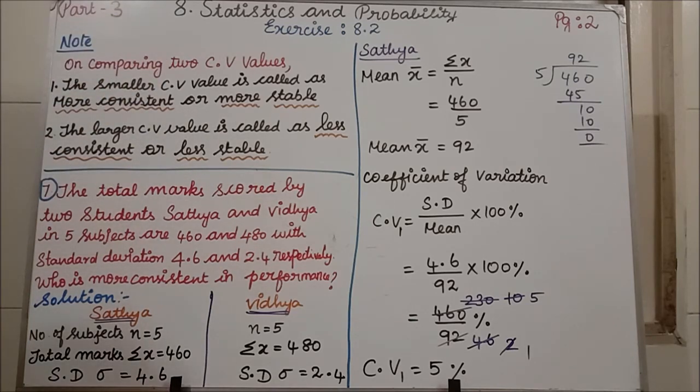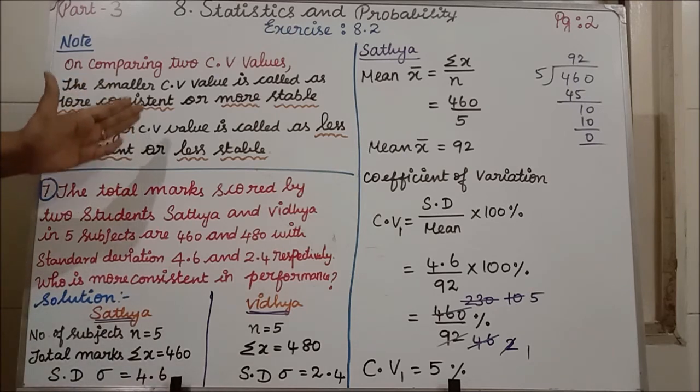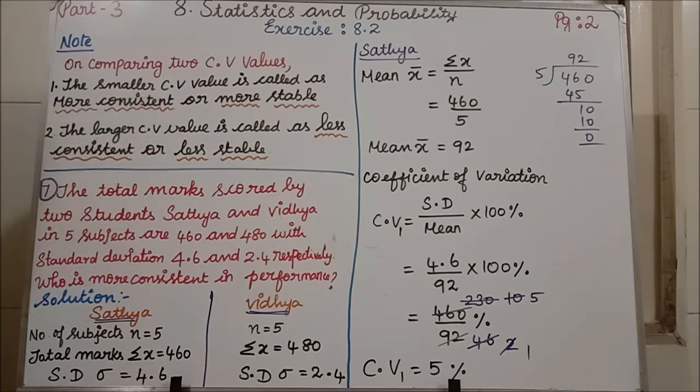Okay, the second note is the reverse. The larger CV value is called less consistent or less stable. The reverse of this. Smaller CV value means more consistent, more stable. Larger CV value means less consistent or less stable. Now we will learn about this deeply in problems.